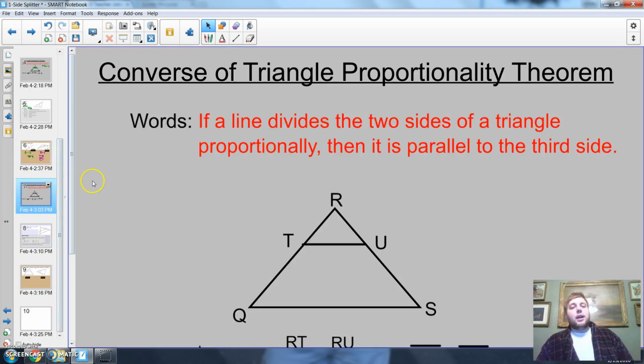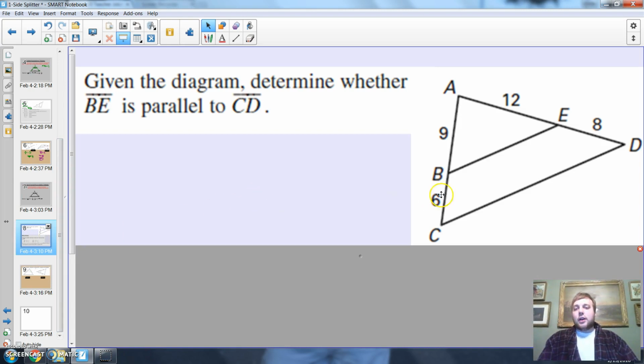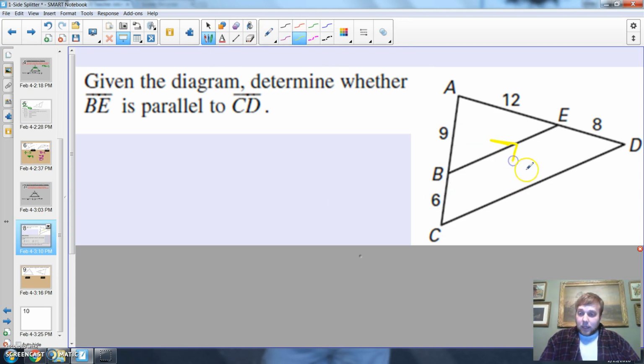Let's reverse this, okay? If a line divides the two sides of a triangle proportionally, then it's parallel. So we can kind of flip it on its end. The last thing that we want to see is, I don't know if those are parallel. Are these parallel to each other? You probably can't even see that. It's so yellow.